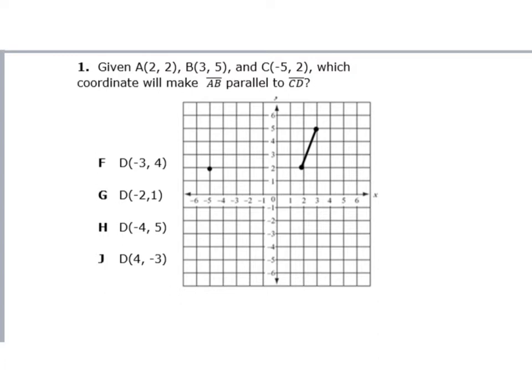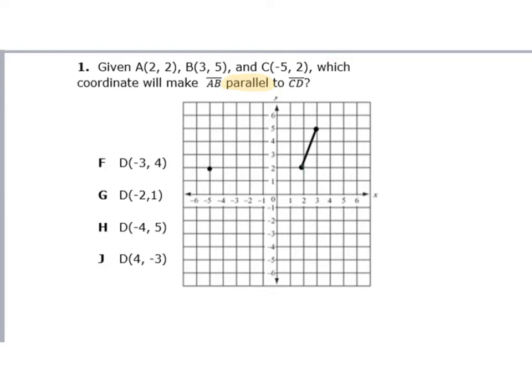Number 1: given A is at (2, 2), B is at (3, 5), and C is at (-5, 2), which coordinate will make segment AB parallel to segment CD? This is similar to the ones we were just talking about yesterday, but instead of perpendicular, this time we're looking at parallel, which means the slopes are going to be the same.